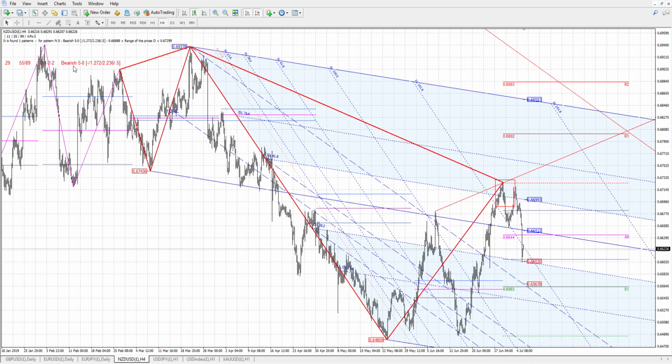Bearish 5.0 on the 4 hourly. It's just another way of saying it's creating a bearish triangle. That's how it's projecting down quite strongly, and the pitchfork is down, and we are below pivot too. It's worth remembering.